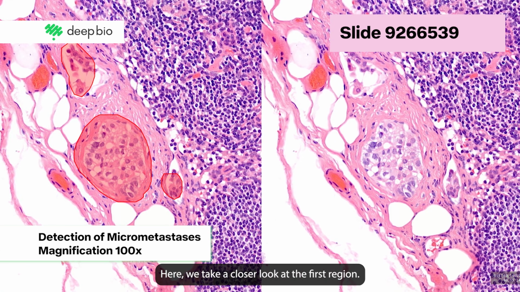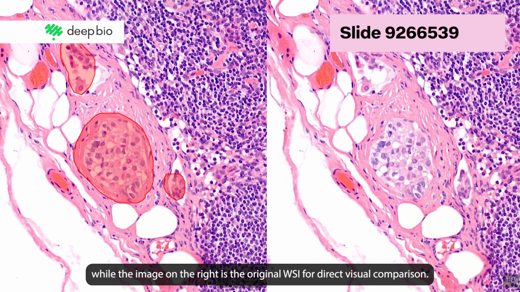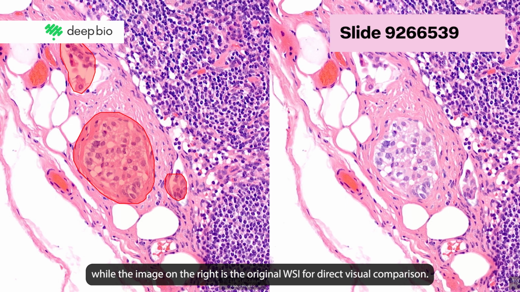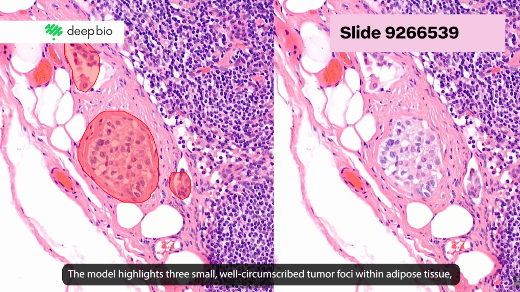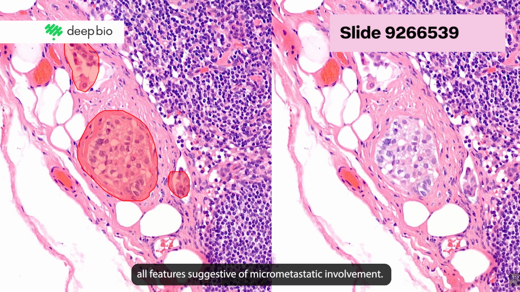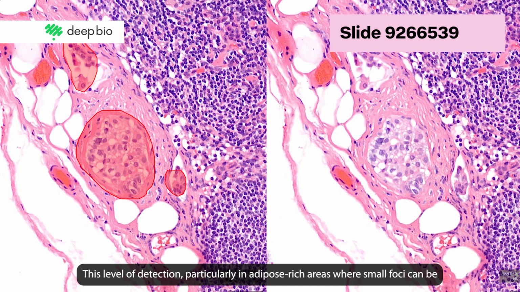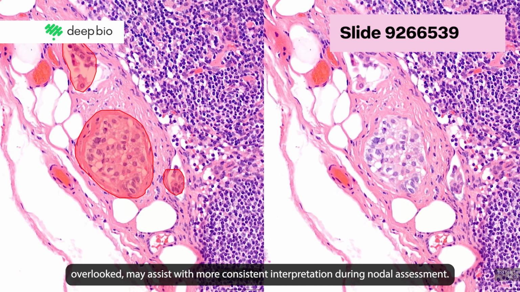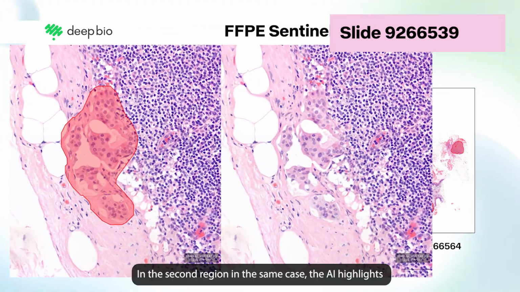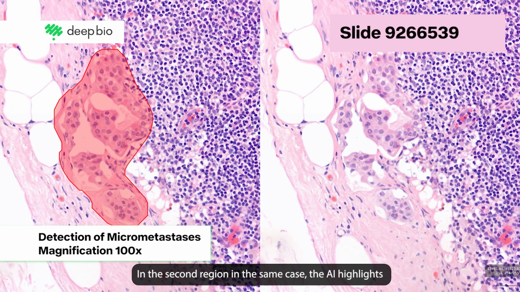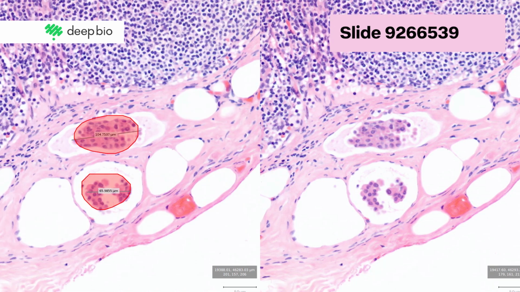Here, we take a closer look at the first region. The image on the left shows our AI results, while the image on the right is the original whole slide image for direct visual comparison. The model highlights 3 small, well-circumscribed tumor foci within adipose tissue, all features suggestive of micrometastatic involvement. This level of detection, particularly in adipose-rich areas where small foci can be overlooked, may assist with more consistent interpretation during the nodal assessment. In the second region in the same case, the AI highlights a larger tumor cluster with clear boundaries, providing a visual cue for review.